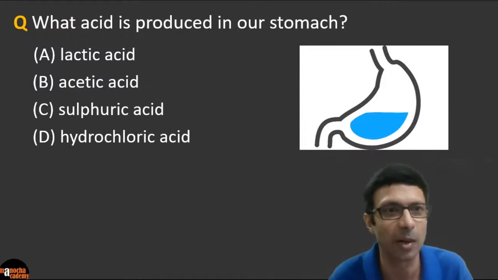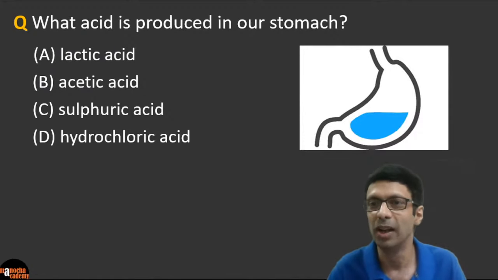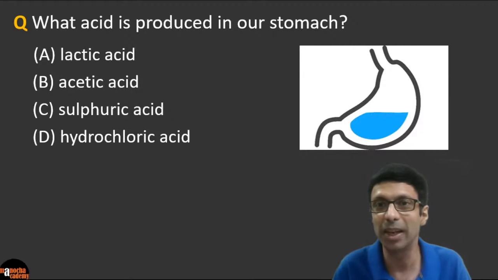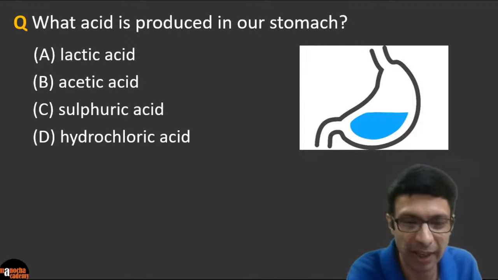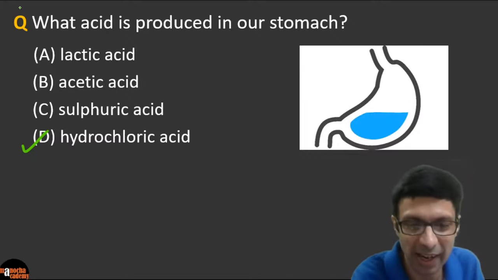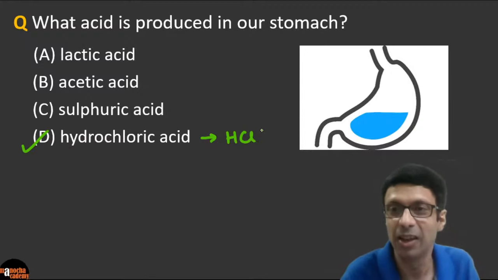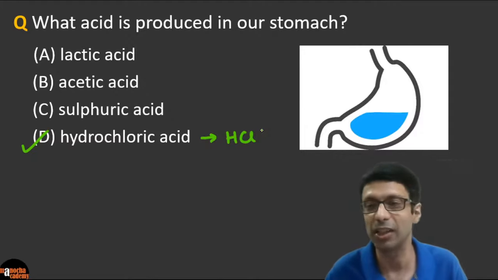What do you guys think? Come on. Yes, some of you are saying gastric acid. So it's known that the stomach produces gastric acid. But what is the main component here? Okay, which one is it? Very good. I see a lot of you are saying the correct answer is hydrochloric acid, HCl. So hydrochloric acid is the main acid being produced by our stomach. Our stomach produces HCl and that helps to digest our food.